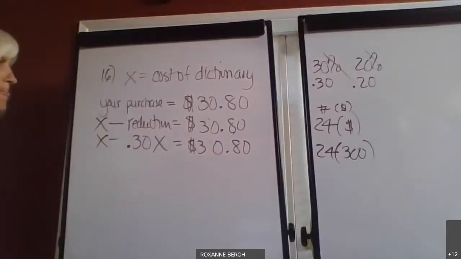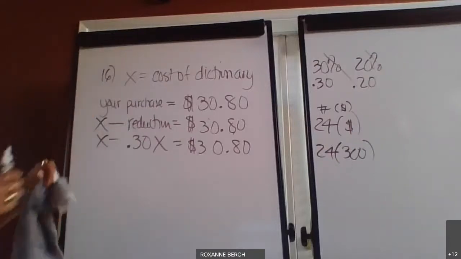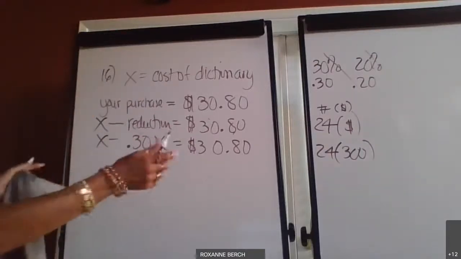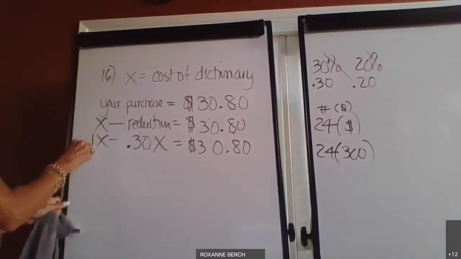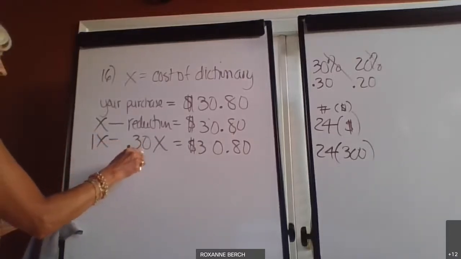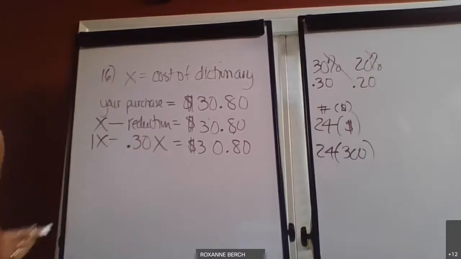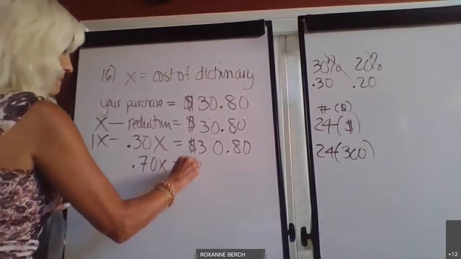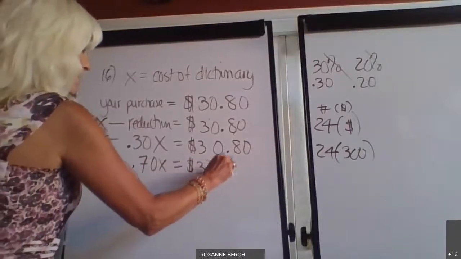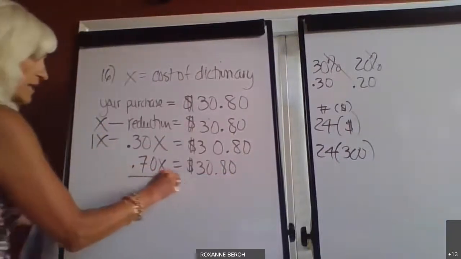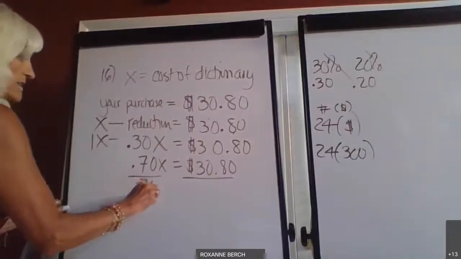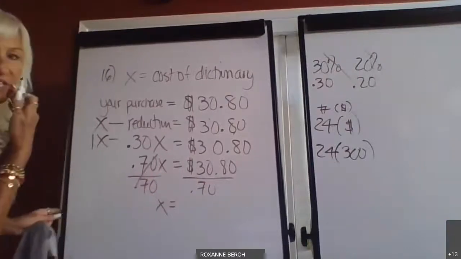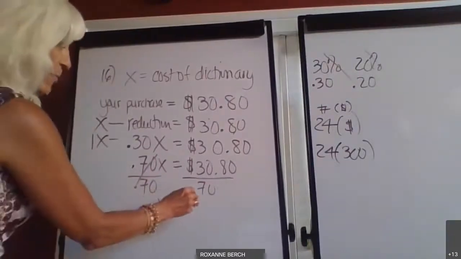Okay, now the cost of the dictionary, right? So here we go. So this is 1. So 1 minus 0.30 is what, 0.70? And we're working with decimals, so we're going to use a calculator. So we're going to divide by 0.70. So here we go. What's $30.80 divided by 0.70?